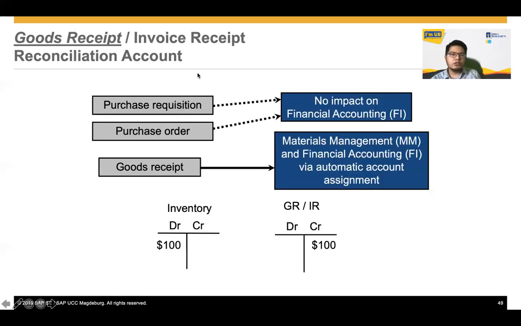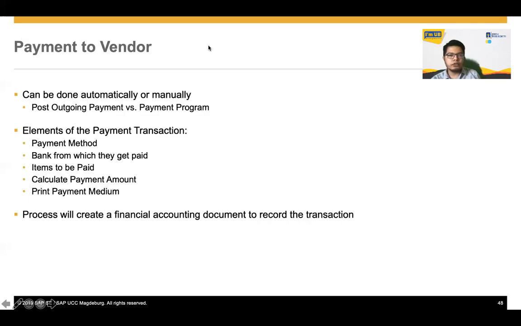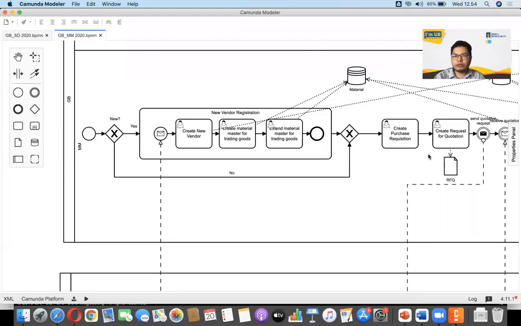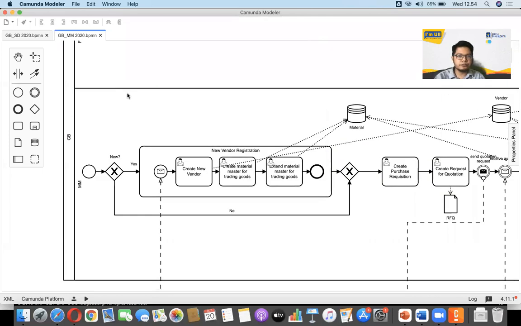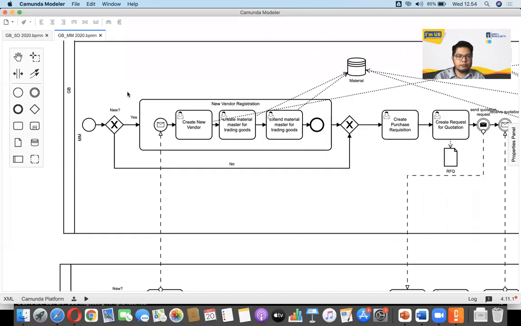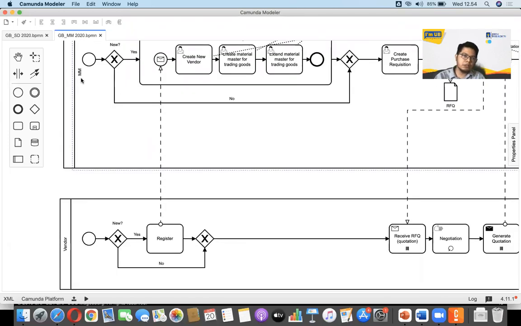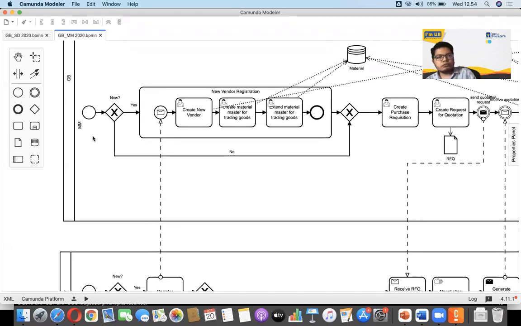Okay, let's go first to the process. Okay, now this is about the process. So this is the process for material management. As you can see here, there is a relationship between material management and also the vendor. Basically, the process will be like this.